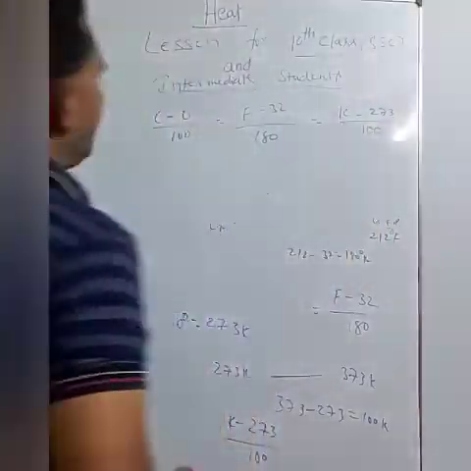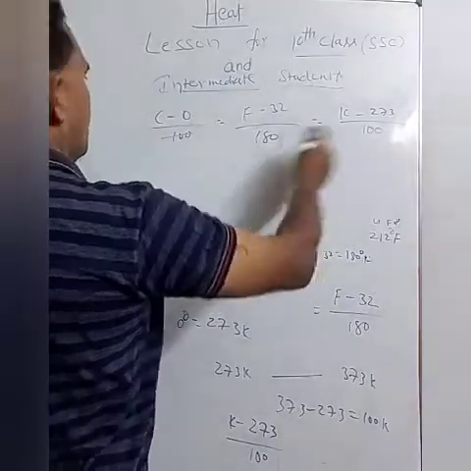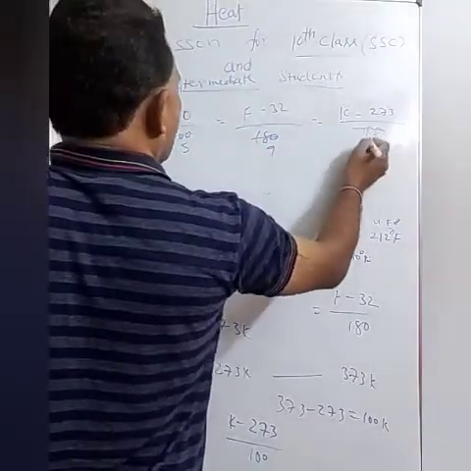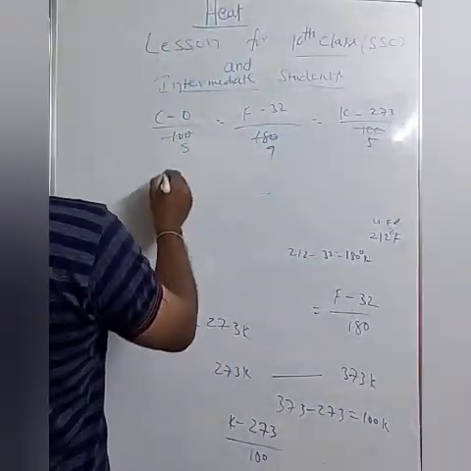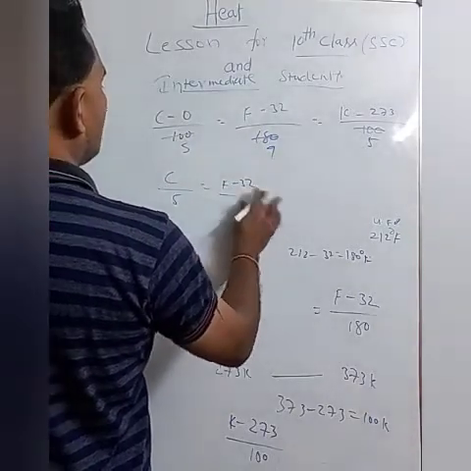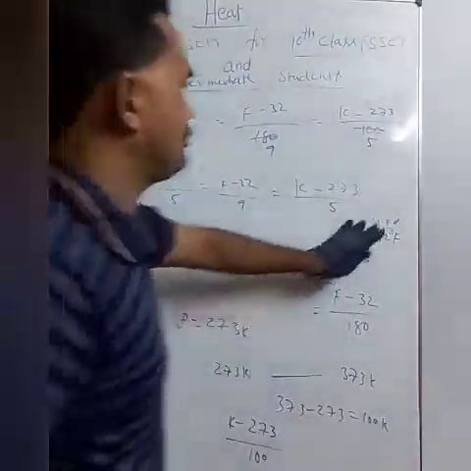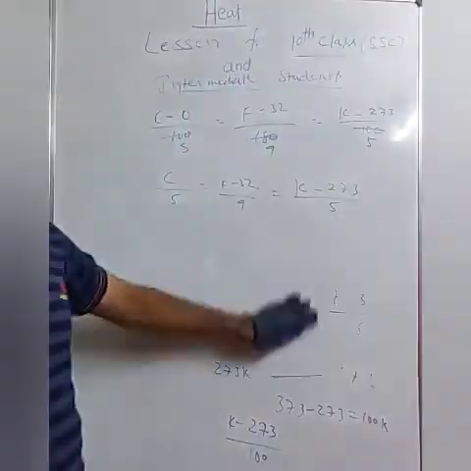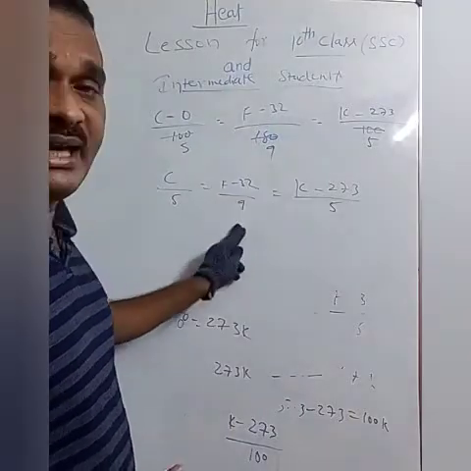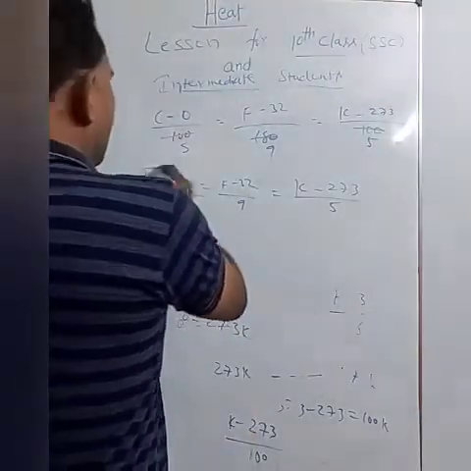We can simplify it also. This is a 20 table. In these 3 terms, the 20 table is going to cancel 5 times, 9 times and 5 times. So C minus 0 means C. C by 5 is equal to F minus 32 by 9 is equal to K minus 273 by 5. This is the relationship between these 3 scales.